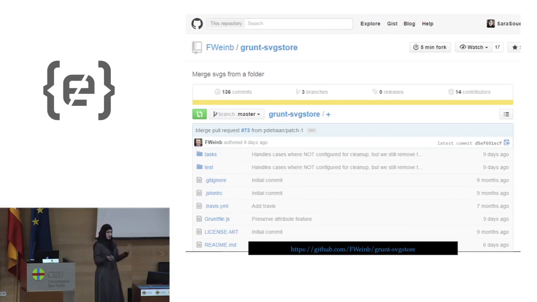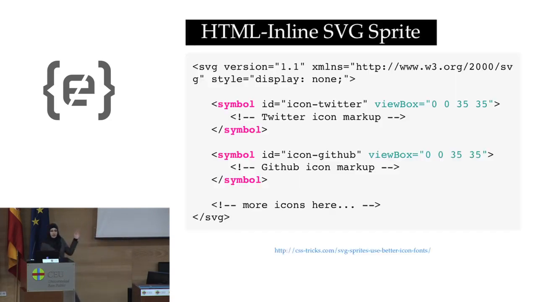It's a Grunt plugin, so you would have to be using Grunt. What it does is it takes all of your SVGs in your folder and it creates this SVG sprite for you. And all you have to do is just include it and use it. It even uses the symbol element as here.